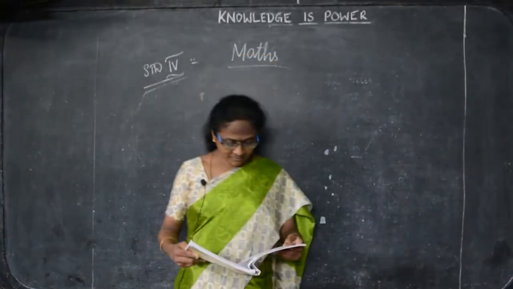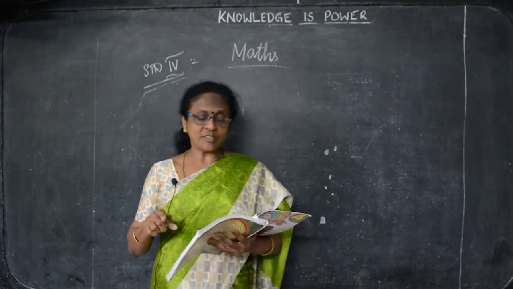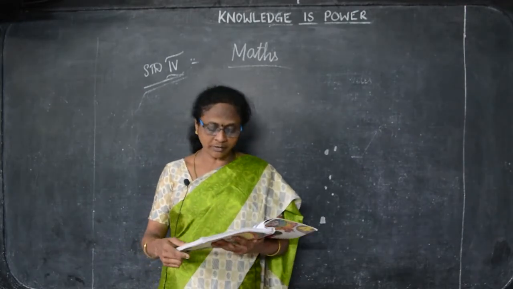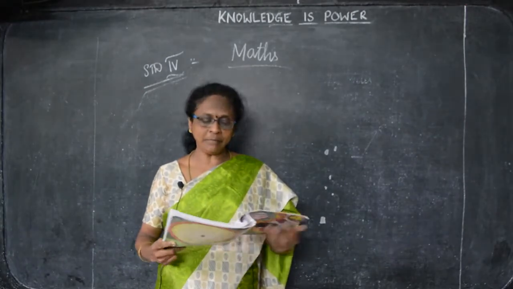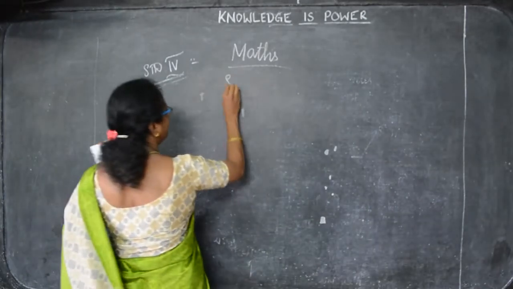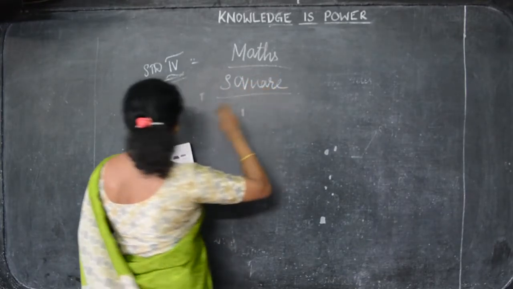Okay, children. Morning, we are seeing the quadrilateral. A closed four-sided figure is called a quadrilateral. So in this, we are going to talk about square, rectangle, rhombus and parallelogram. A square has four sides. All the four sides are equal. You have already learnt about that.